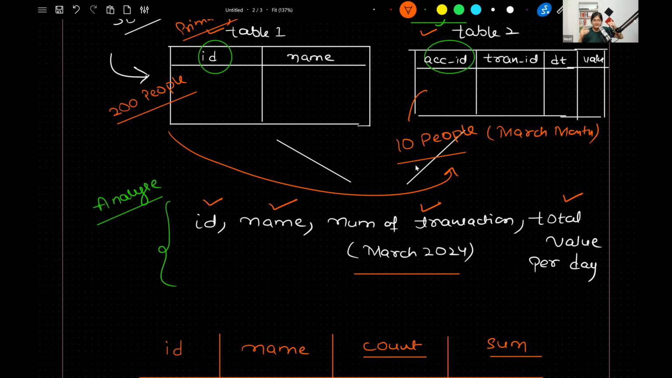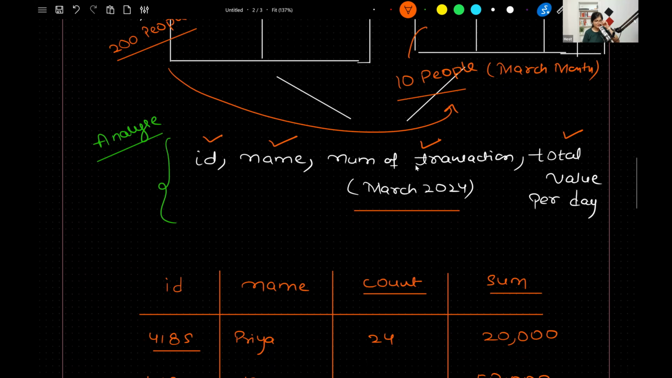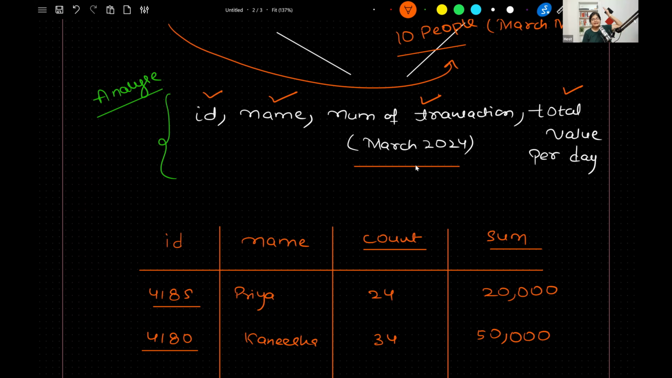Yes, sir. Why? Because I'm saying only 10 people out of 200 people have done a transaction in the March month specifically. So in the inner join, I will be able to get the 10 separate IDs, 10 separate names, 10 separate count values with respect to how many transactions they have done in the March month, and the 10 separate total values. Everyone's number will be different, or it can be the same, I don't care. I hope it is clear.